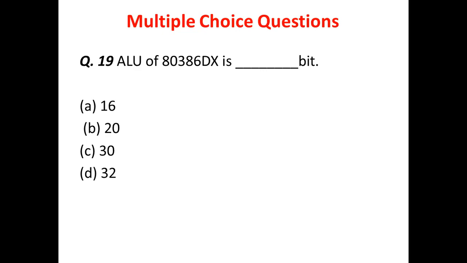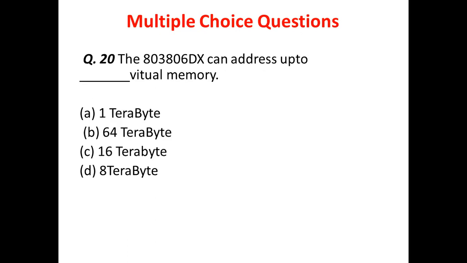So the question: the ALU size of the 386DX is how many bits, or we can say the ALU of the 80386 is how many bits, which may be 16 bits, 20 bits, 30 bits, or 32 bits. The answer is D, that is 32 bits. The ALU of the 80386DX is 32 bit.